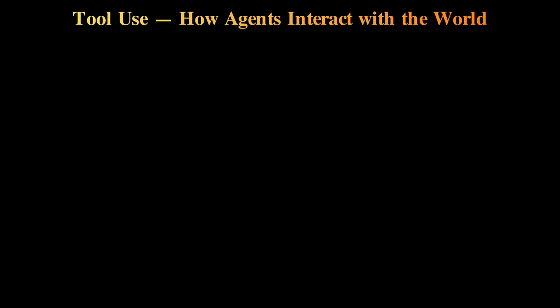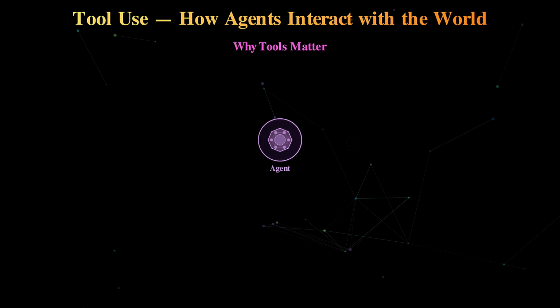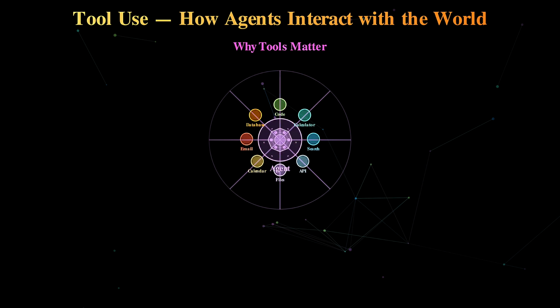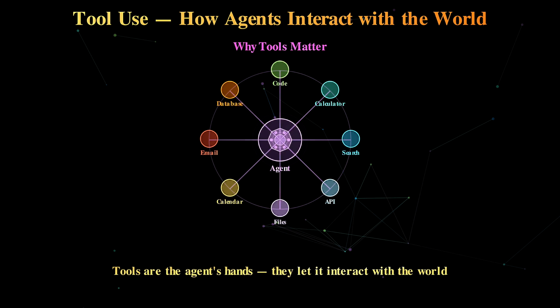Tools are what give agents their superpowers. With them, it can search the web, run code, query databases, send emails, and much more. Think of tools as the agent's hands. They let it reach out and interact with the world.